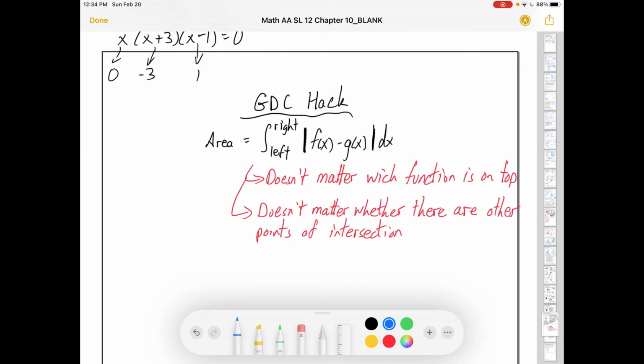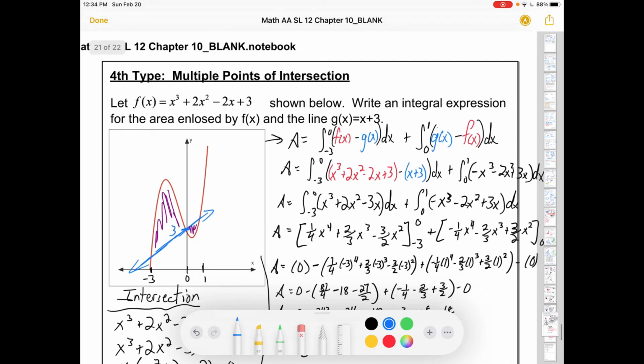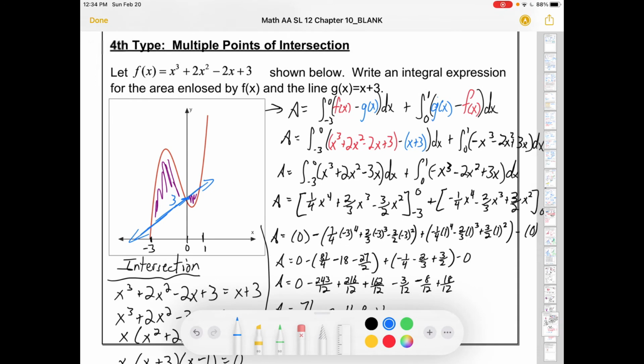So if we were to use this technique, we could just have said that the area is the integral from -3 to 1 of the absolute value of f of x minus g of x, not caring which one is which. Let's revisit this question with that in mind. So imagine we hadn't done any of the work here. We hadn't found the points of intersection. Let's just go to the GDC with those two functions.